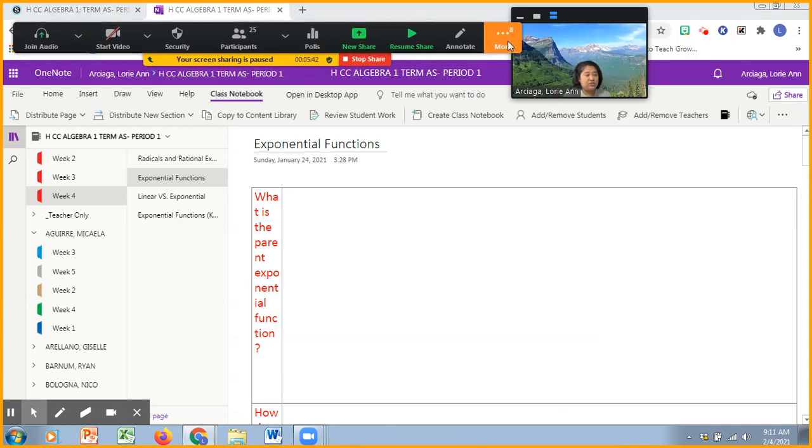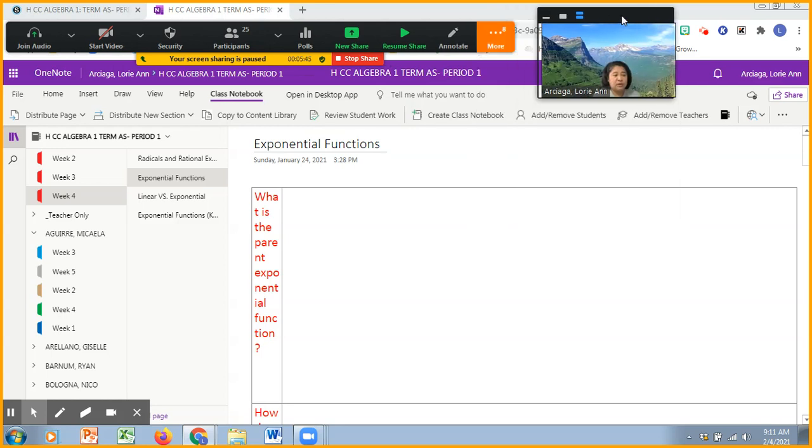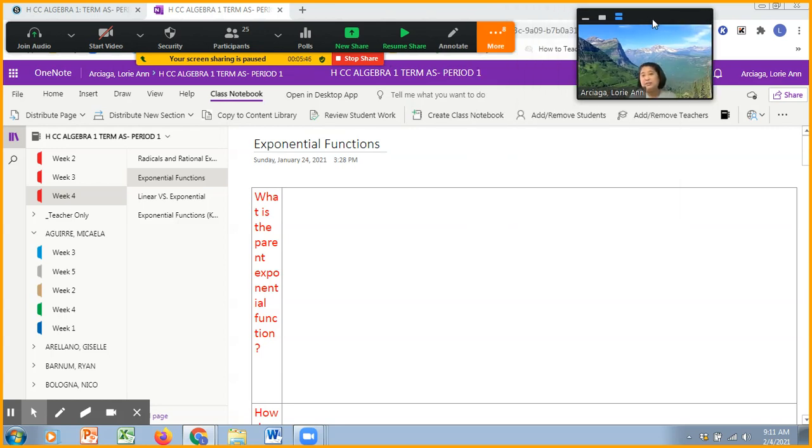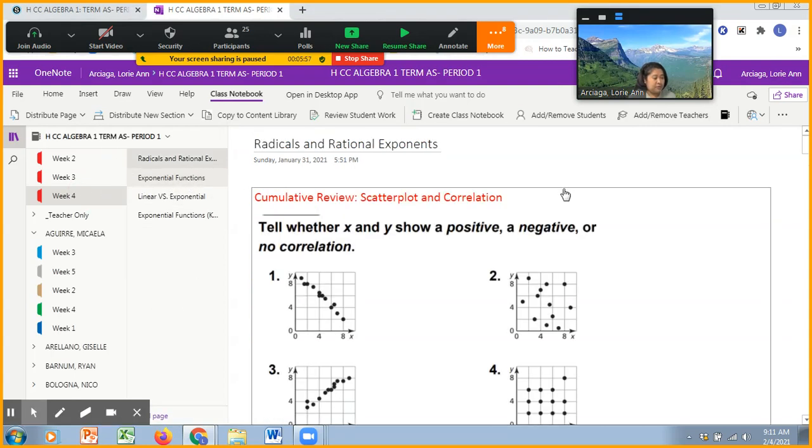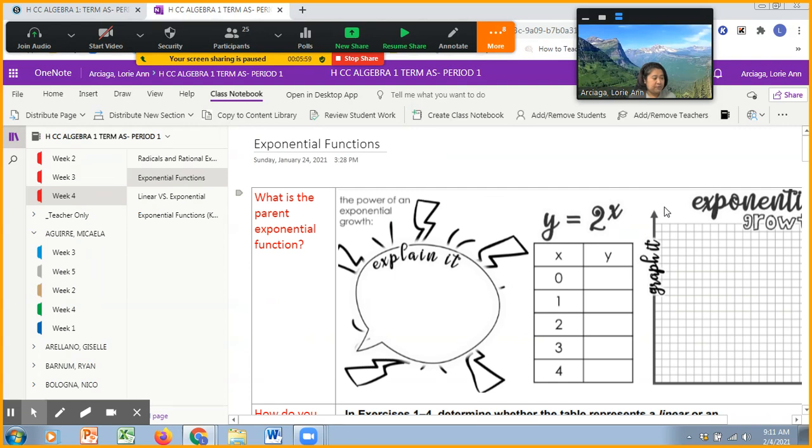I'm going to teach you some hacks. I'm going to teach you some shortcuts, and at the same time, I'm going to explain to you what's happening conceptually, and what's the idea behind it. Okay, so in before exponential function, this is how it looks.